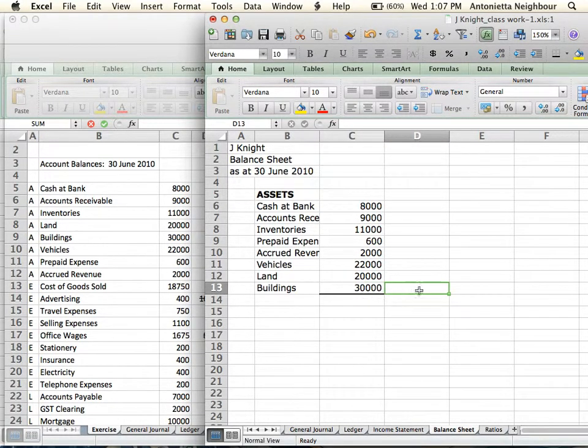Okay, on this, I'm going to underline the last asset, and on the side there next to the final asset, I am going to put the subtotal for all my assets, 102,600.